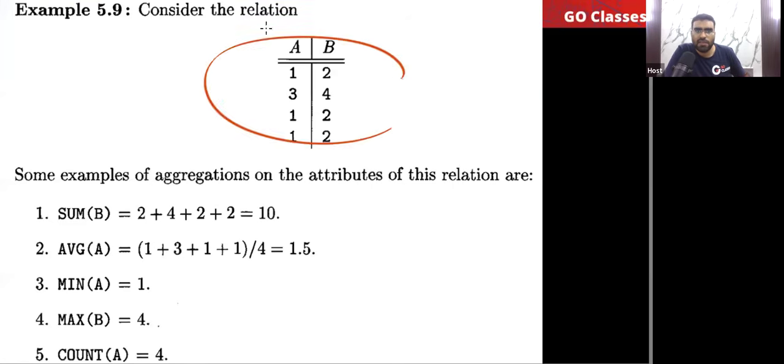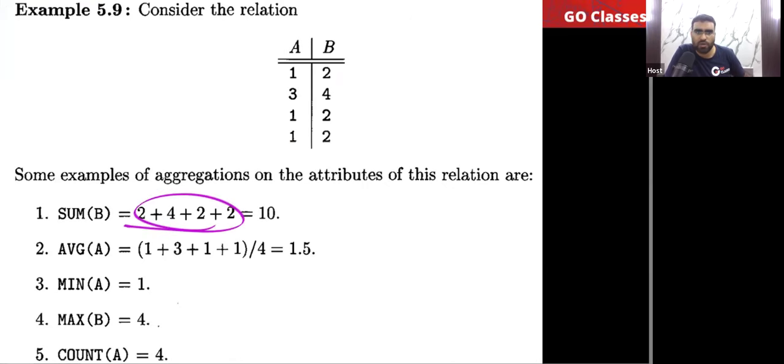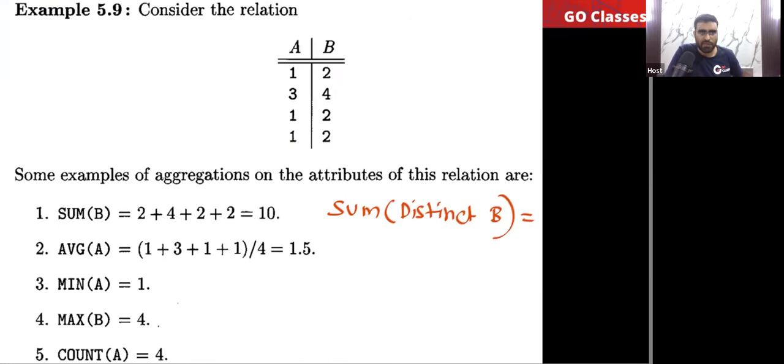Now let's see. If this is your table, then what will be sum of B? If I ask you sum of B, that will be 2 plus 4 plus 2 plus 2, so the answer will be 10. Yes or no? Very simple. Now tell me, what will be sum of distinct B? I told you we can use this distinct keyword. Sum of distinct B will be 2 plus 4, that is 6.